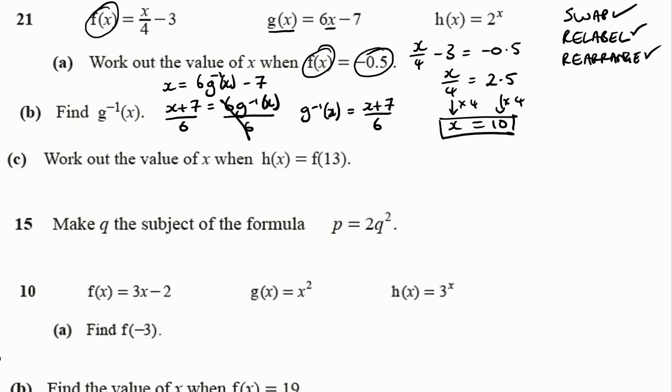So for the next question, it asks me to work out the value of x when h(x) equals f of 13. Well, h(x) is 2 to the power of x. f of 13 is 13 over 4 minus 3. And I can tidy all this up to say 2 to the power of x, and 13 over 4 minus 3 can be worked out. 13 divided by 4 minus 3 gives me 1/4.